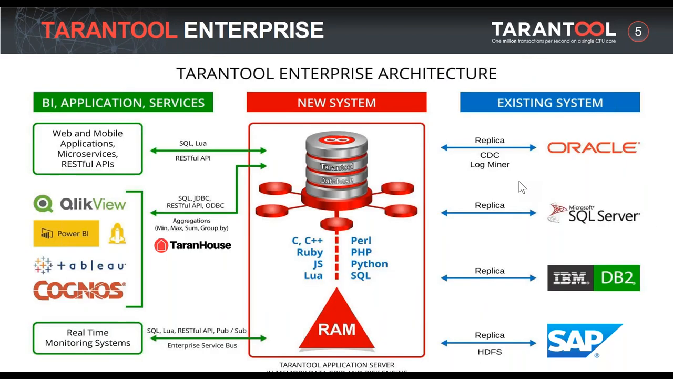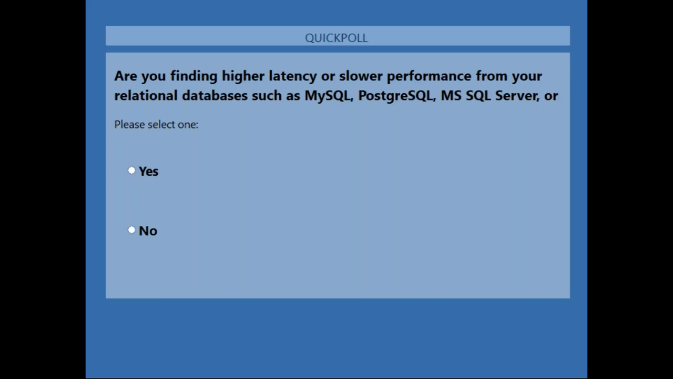So let's go to one more poll. We're really interested in whether any of you have been exploring solutions around latency and performance for relational databases. For example, if you use MySQL, Postgres, SQL Server, have you been exploring performance issues related to speed or scale capabilities? We'd love to hear if this is on your mind.